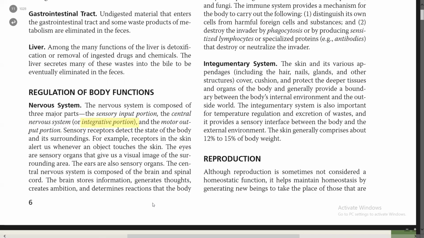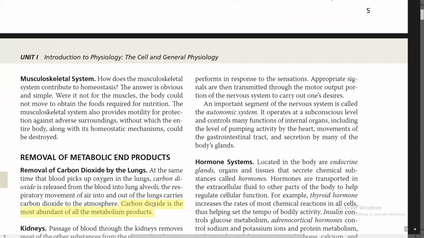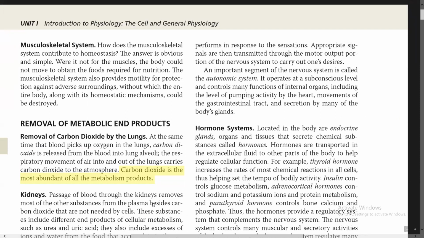The sensory receptors detect the state of the body or its surroundings. For example, receptors in the skin alert us whenever an object touches the skin. The eyes are sensory organs that give us a visual image of the surrounding area, and ears are also sensory organs. The central nervous system is composed of the brain and spinal cord. The brain stores information, generates thoughts, creates ambition, and determines the reaction that the body performs in response to those sensations. Appropriate signals are then transmitted through the motor output portion of the nervous system to carry out one's desire.